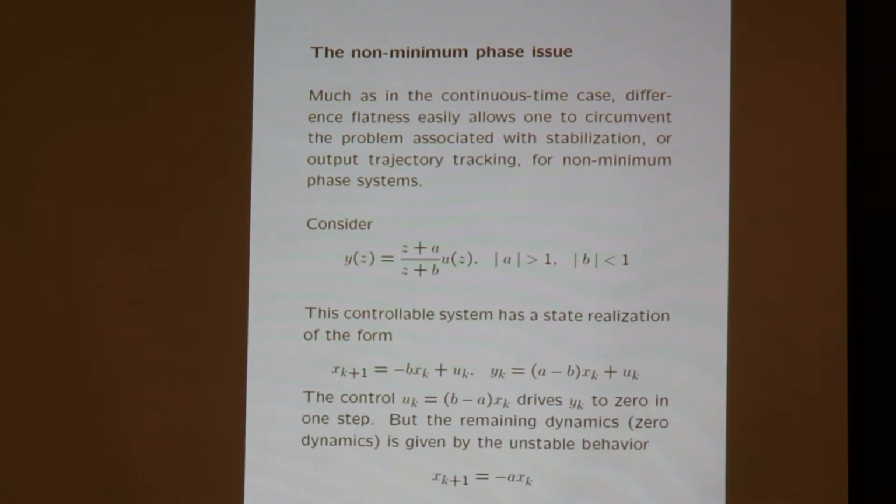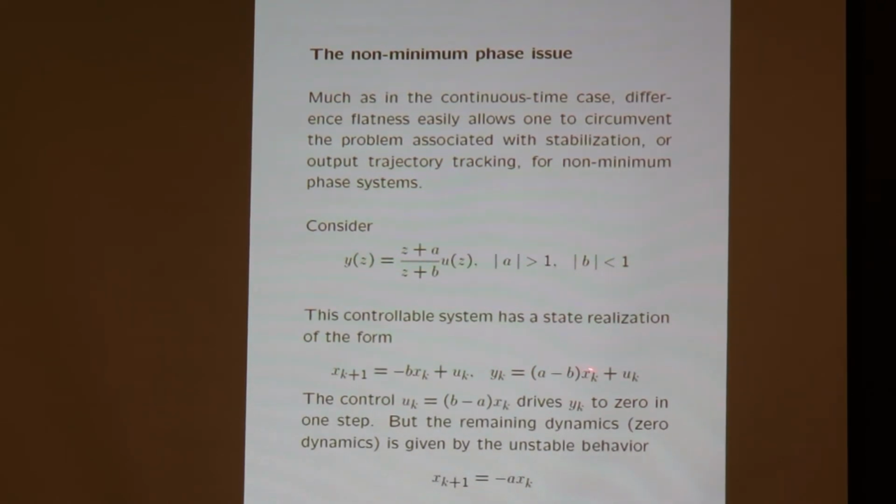So the way flatness gets rid of that problem is that the state space representation of this system will tell you that if you call this X, then x_{k+1} equals minus b x_k plus u. This gives you the dynamics of a flat output X, which is represented by this quotient. And the output Y is just that applied on the flat output, but since the flat output has some dynamics, when you compute y, you will have this representation in terms of the flat output and the input.